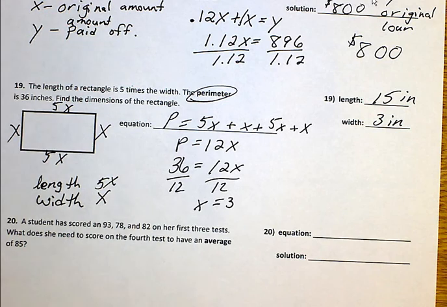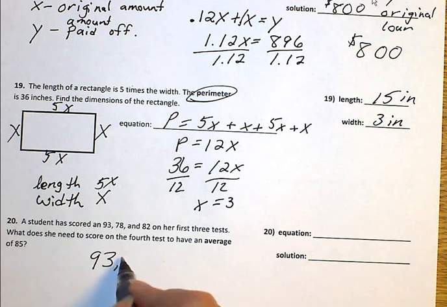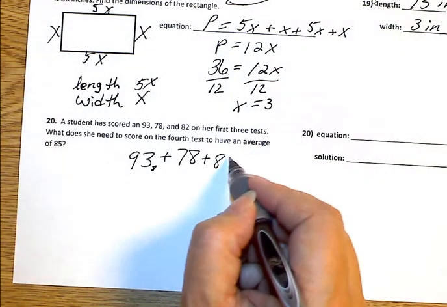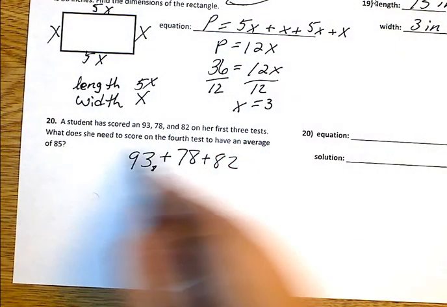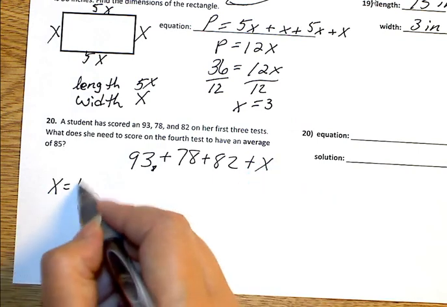All right, and my last one. The student gets 93 plus 78 plus 82 on the first 3 tests. What does she have to score on her 4th test? So x is equal to the 4th test.